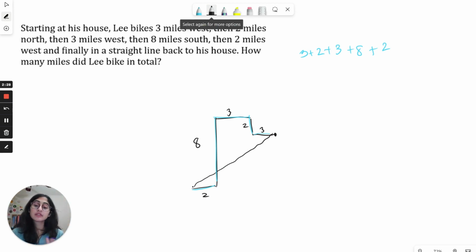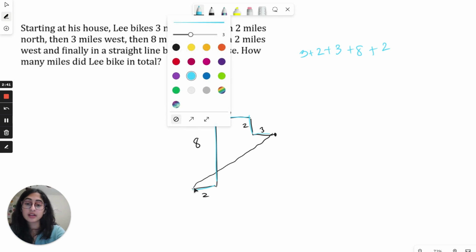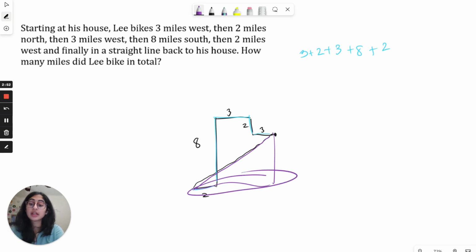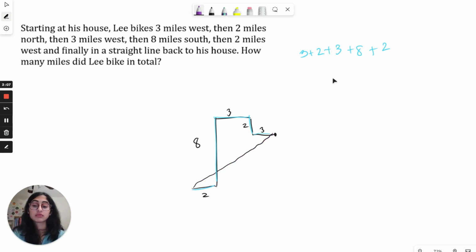Well, let's just think about the information that they did give us. They gave us Lee's entire horizontal motion and his entire vertical motion. So if we know that, we can think of it as, oh my goodness, this right here can be looked at like a right triangle. So if we figure out this vertical length and this horizontal length, we can use the Pythagorean theorem to compute the hypotenuse.